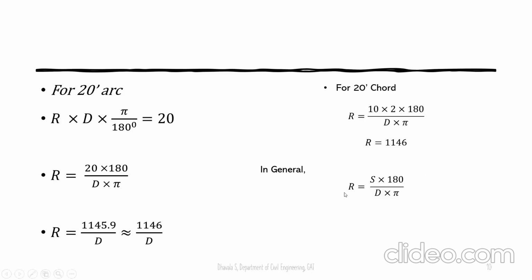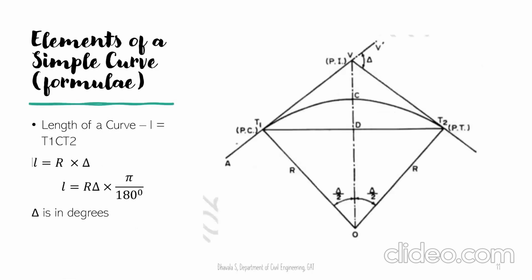Hence, in general, radius is equal to S into 180 divided by d into pi, where S represents length of the chord or length of the arc. Hence, for both chord definition and arc definition, R will be equal to S into 180 divided by d into pi. Going ahead, let us see what are the various elements of a simple circular curve.